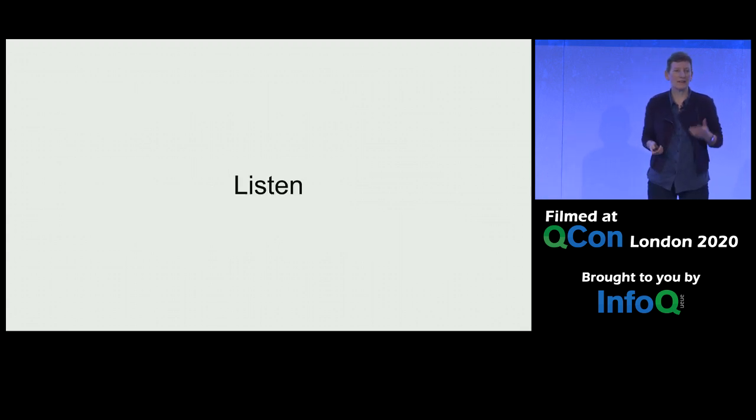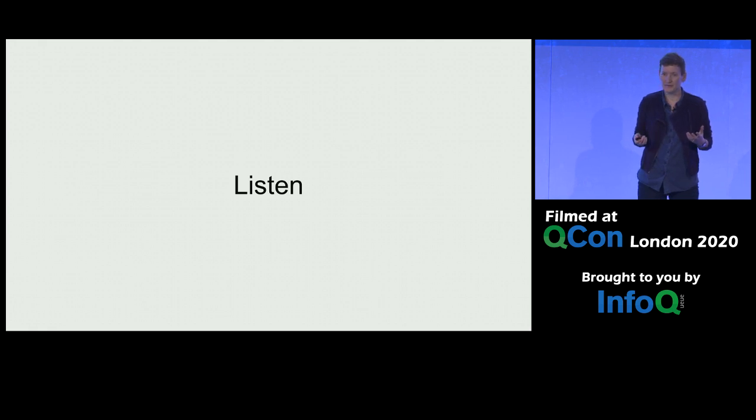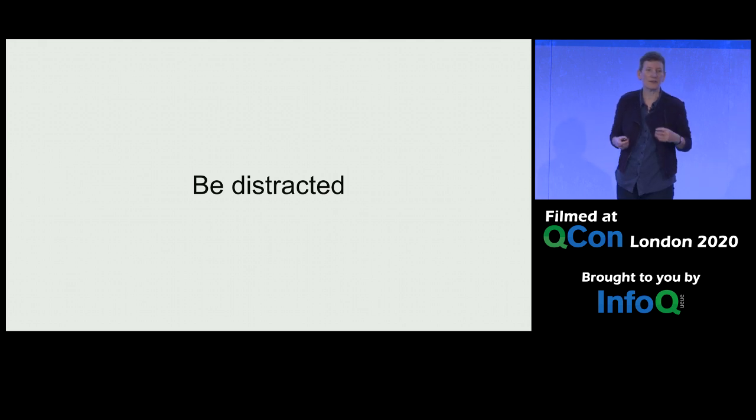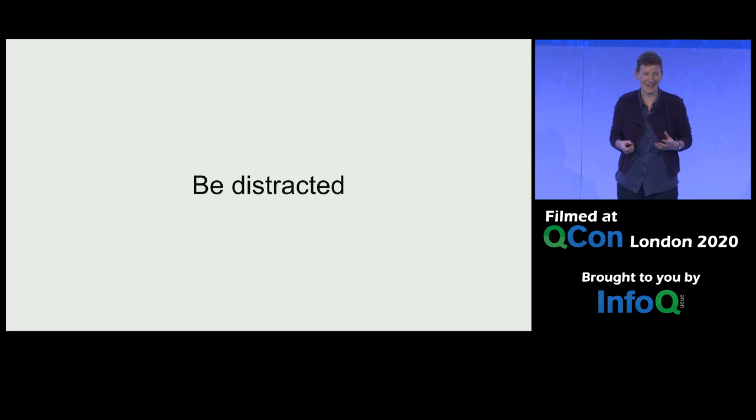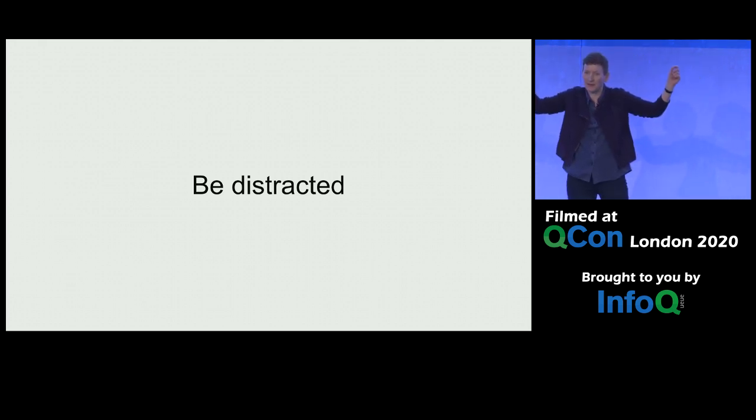Number 1, listen with your full attention on the other person. Number 2, be distracted. This is the only time during this talk I'm going to invite you to get your phone out. You can also be distracted by me jumping up and down and waving my arms about, if you like.